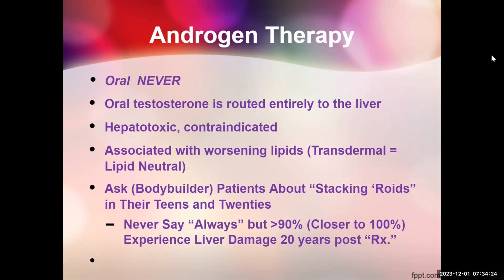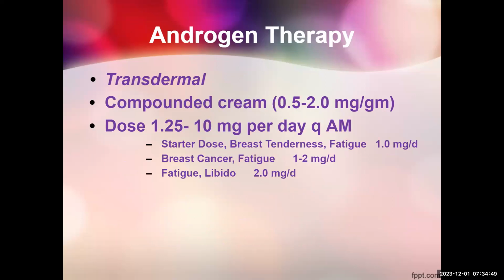So there's always hepatotoxicity with the oral testosterones, and it makes the lipids worse. It really will kill the liver, especially, I'm sure you're a bodybuilder, you know what happens. These guys take all sorts of stuff in their late teens and early 20s, and by the time they're in their 40s, they all have liver damage. So that's not you, right? No sir.